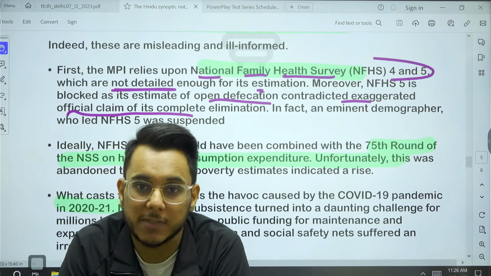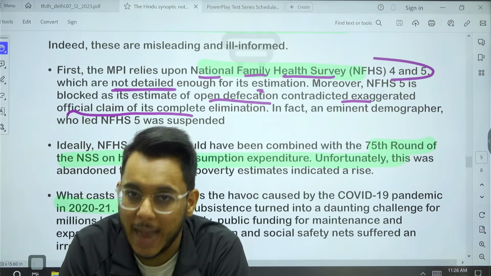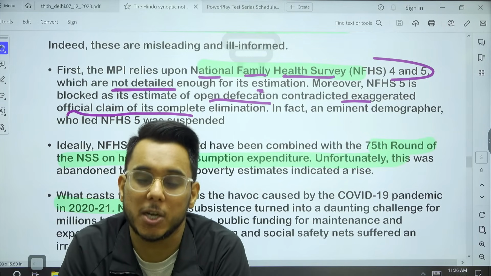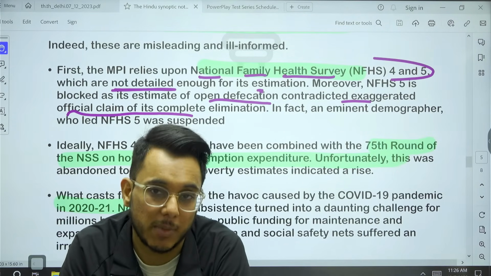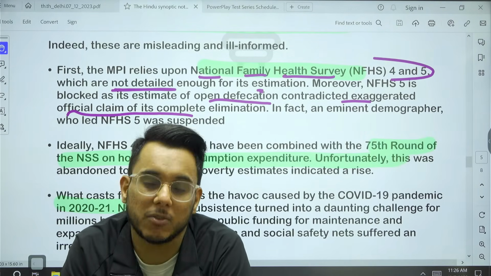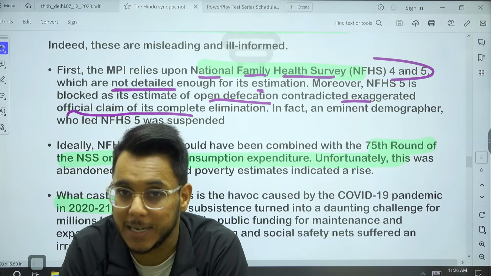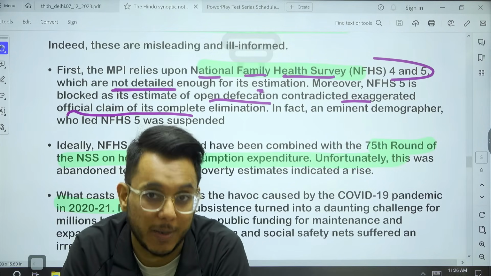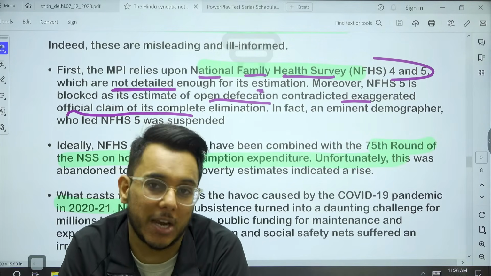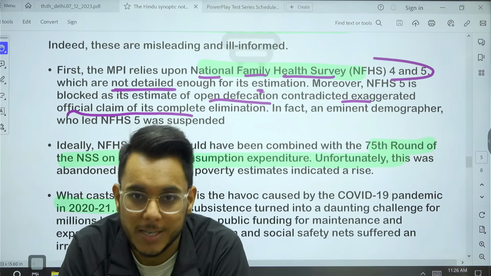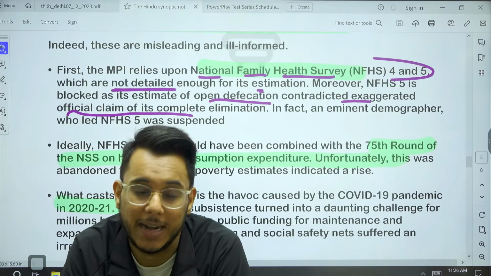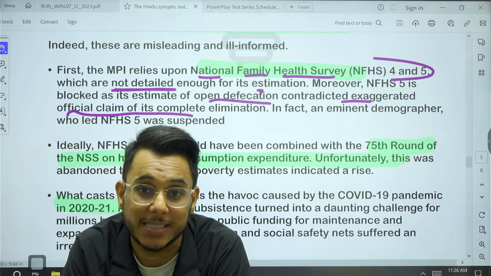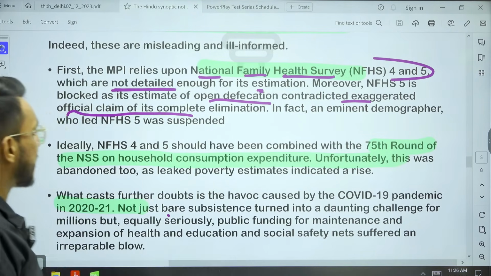IIPS, the International Institute of Population Sciences, is the institution responsible for NFHS 5. Its director was removed. Why? Because he claimed that open defecation in India has not been eliminated, but the government is saying that 100% open defecation has been eliminated. So they say NFHS 5 many times contradicts the government's claims, and in that capacity the government has sacked its director also. Okay.